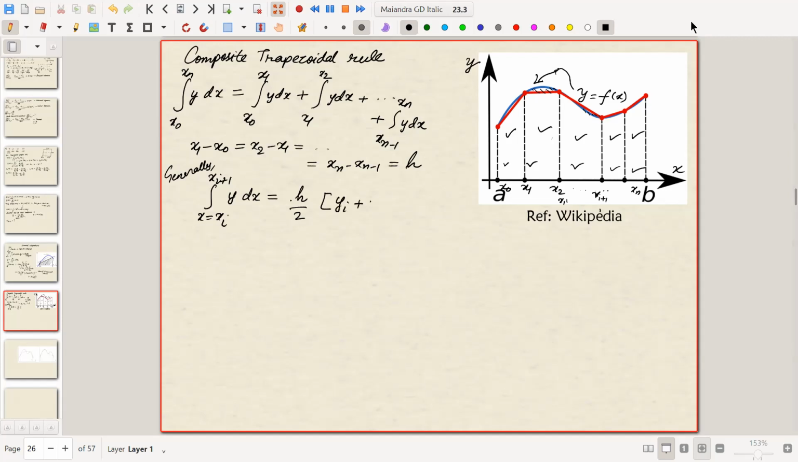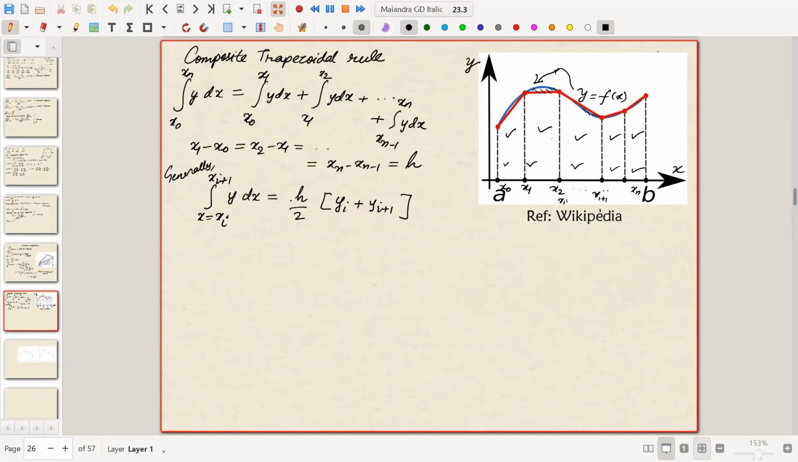Okay, so it should be yi plus 1. Sorry. So for any general interval xi and xi plus 1, we are just integrating that trapezoid y dx. So it is just given by h by 2 times yi plus yi plus 1. You know why I'm doing that. h is just the x width, and yi plus yi plus 1 is the sum of the heights of the trapezoid.